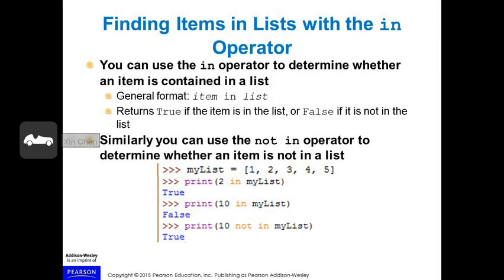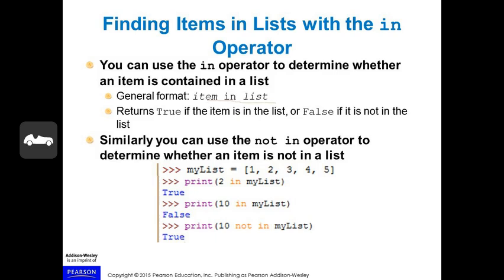In Python, you can use the in operator to determine whether an item is contained in a list. Here is the general format: item in list. Here, item is the item for which you're searching, and list is the list. The expression returns true if item is found in the list, or false otherwise.